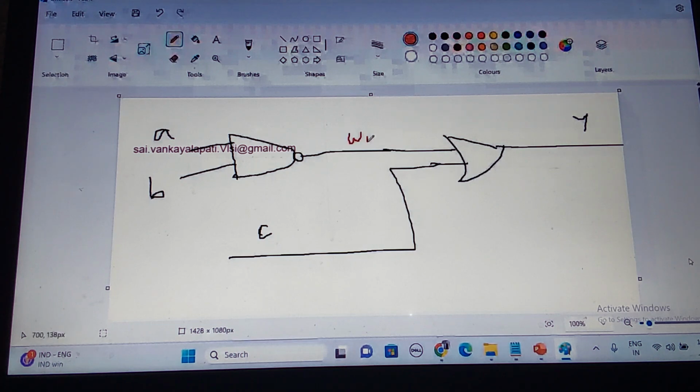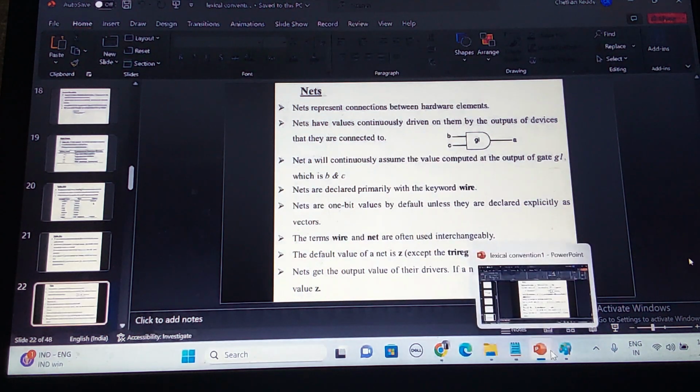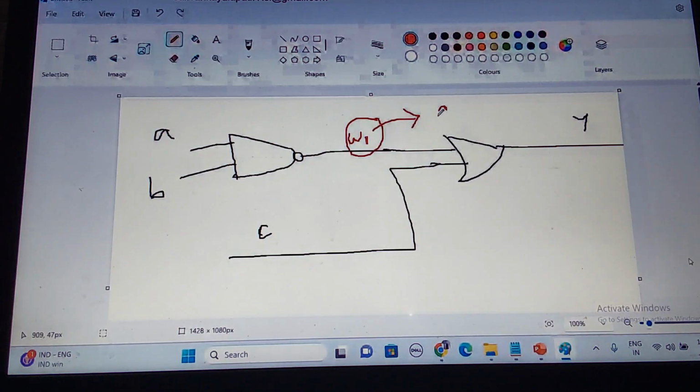So what is the use of a net in Verilog? It is used for representing the connection of the hardware. Connections of the hardware we call a net. So a net represents the connection between hardware elements. Nets have a value. Is it capable of storing the value here? This we call continuously driven. Nets are continuously driven values.